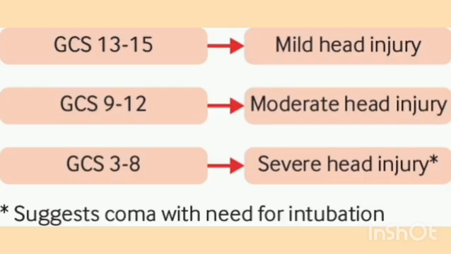13 to 15 means mild condition. 9 to 12 is moderate, 8 or less is severe, and this is very important because the patient may not be able to protect their airway.